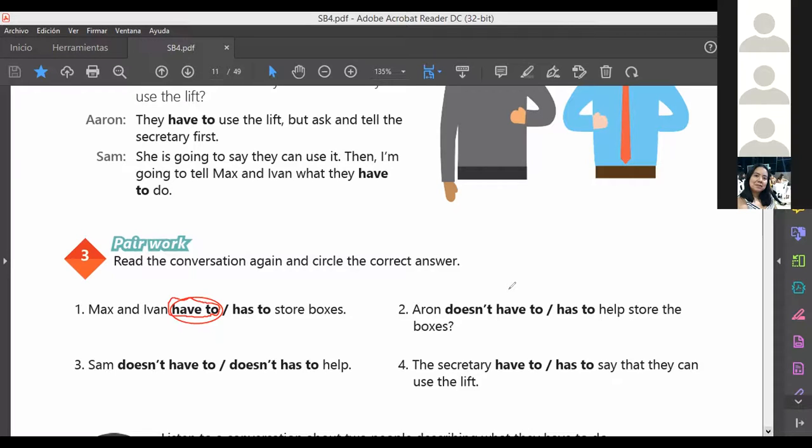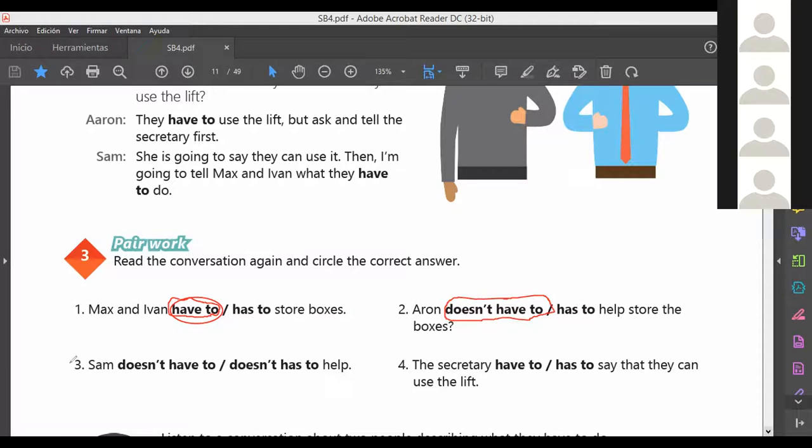Doesn't have to. Has to. Aaron doesn't have two boxes. Doesn't have to. Okay. Aaron doesn't have to. Okay. They have to, right? Doesn't have to. Entonces, ¿cómo es el negativo? Doesn't have to. Help store boxes or the boxes.